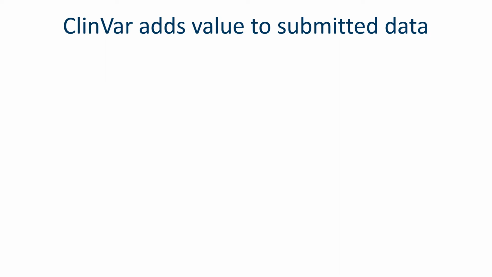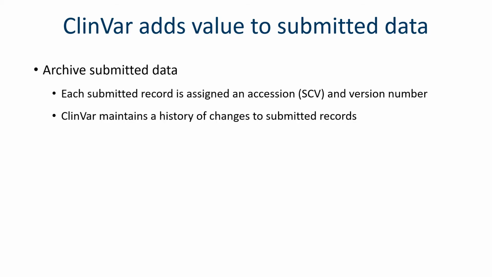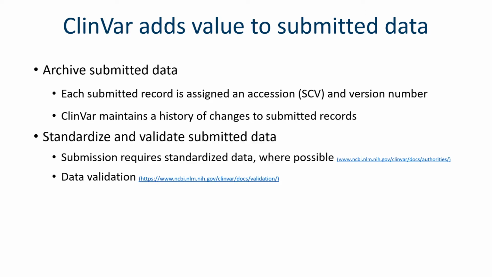I mentioned to you earlier that ClinVar is driven by submissions of data, and we also add value to the data that's submitted to us. The main way we do that is simply to archive the submitted data. So each submitted record is assigned an accession number, beginning with the prefix SCV, and that accession number also gets a version number. We increment the version number every time there's a change to the submitted record, and that allows us to maintain a history of changes to those submitted records over time.